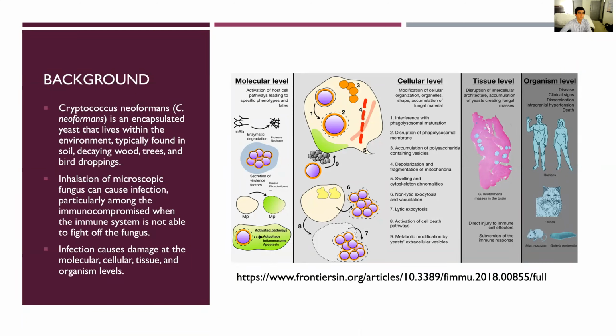In people who have weakened immune systems, C. neoformans can stay hidden in the body and cause infection later when the immune system becomes too weak to fight it off. And so in the figure on the right, you can see the damage caused by the fungus at different levels in the body.